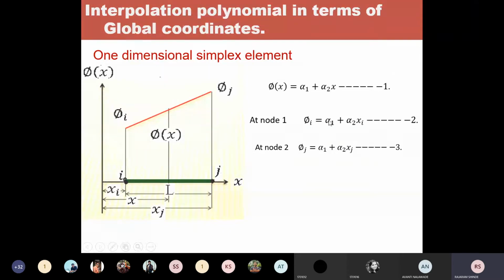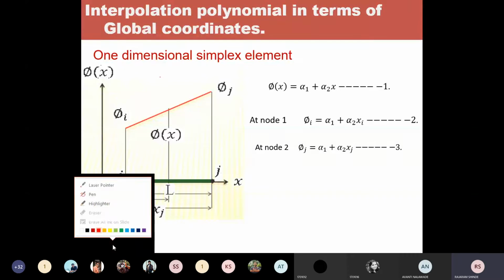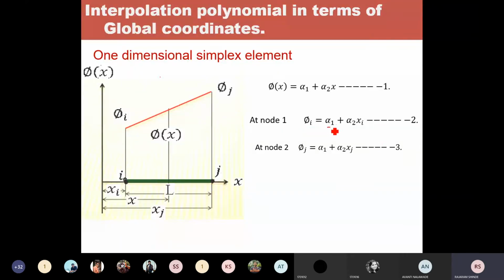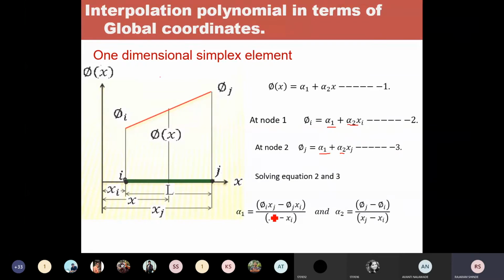Now after that we are solving these two equations, that is equation number 2 and 3, for calculation of alpha 1 and alpha 2. After solving these two equations, we got alpha 1 equal to phi i xj minus phi j xi divided by xj minus xi, alpha 2 equal to phi j minus phi i divided by xj minus xi. If you have doubt in this, you can ask me. Already I have explained this, how to calculate this. Just you have to calculate alpha 1 and alpha 2 from these two equations.